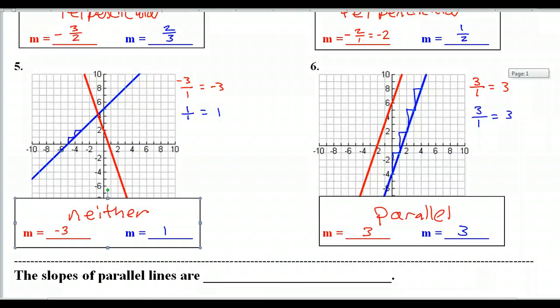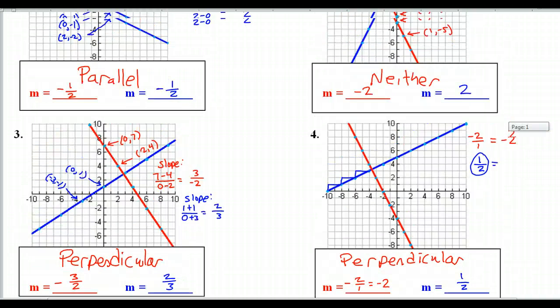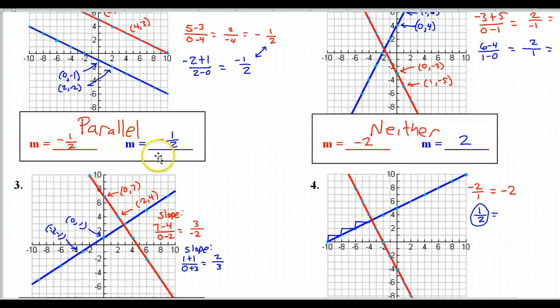Will that always happen? Let's look at problem number 6. Also parallel lines, slopes are 3 for the red line and 3 for the blue line. So again, parallel lines, same slope. Parallel, -1/2, -1/2. Okay, so I think we've got a pattern here that we can observe. It seems like anytime lines are parallel, their slopes will be exactly the same, like -1/2 and -1/2, 3 and 3.